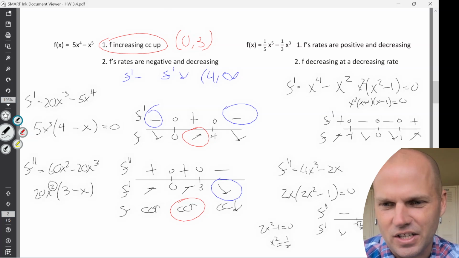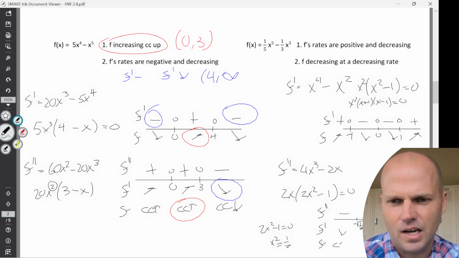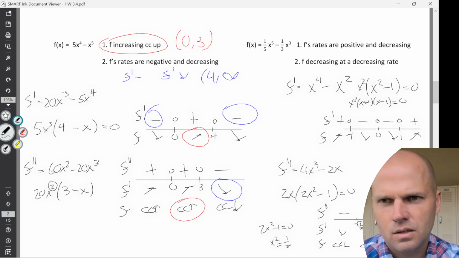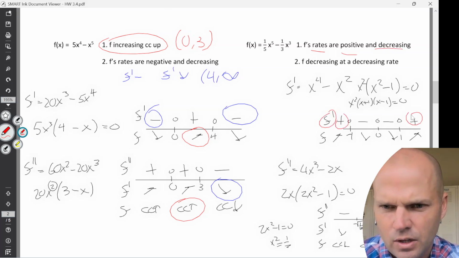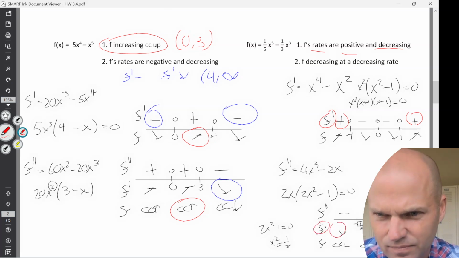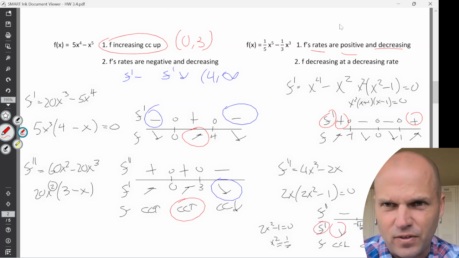F prime: decreasing, increasing, decreasing. F concave up, concave down. All right. F's rates are positive and decreasing. So the rates are positive. The rates are decreasing. So I got negative infinity to negative 1.